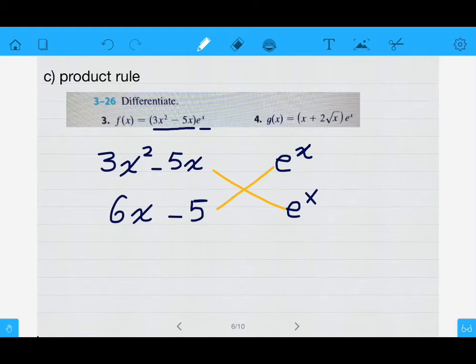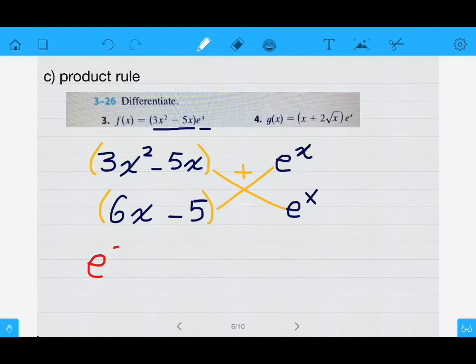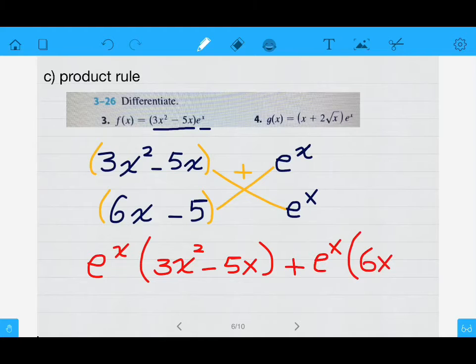Remember the sign for multiply is addition. For divide, in the quotient, we will use subtract. Okay, we will multiply it. Here we have two terms, we must put the brackets. We have one term, so I will not put it. What you have is the new equation: e^x, open brackets, 3x squared minus 5x, plus e^x, open the brackets, 6x minus 5. Okay, this is the product rule in the derivatives.